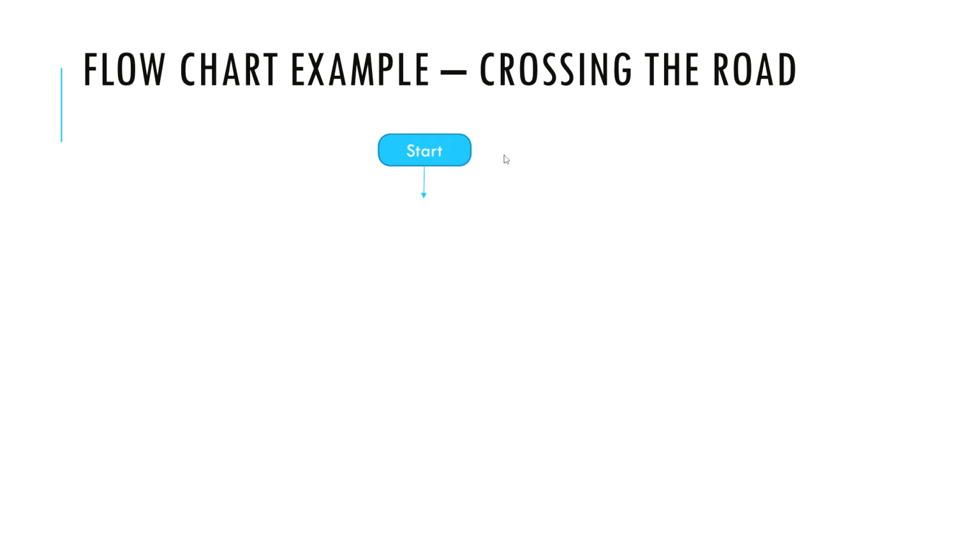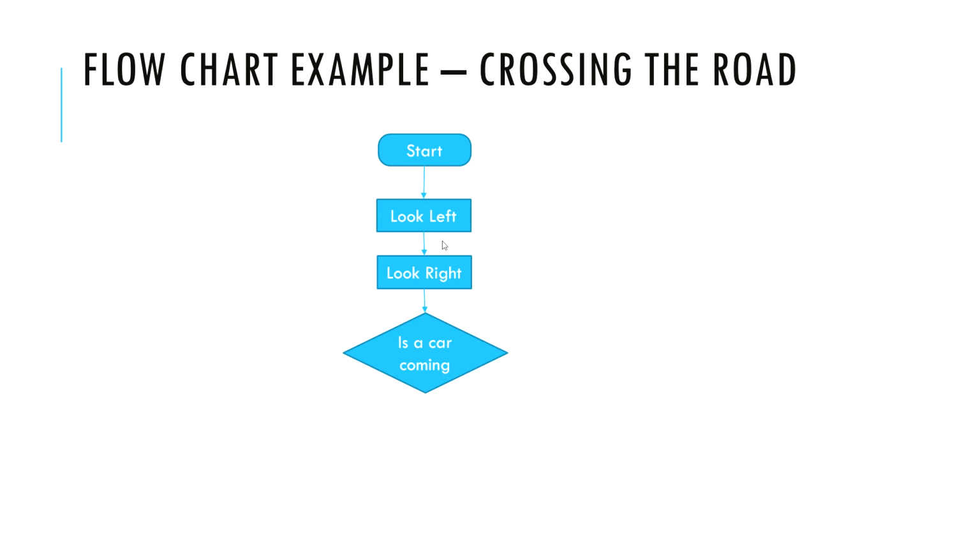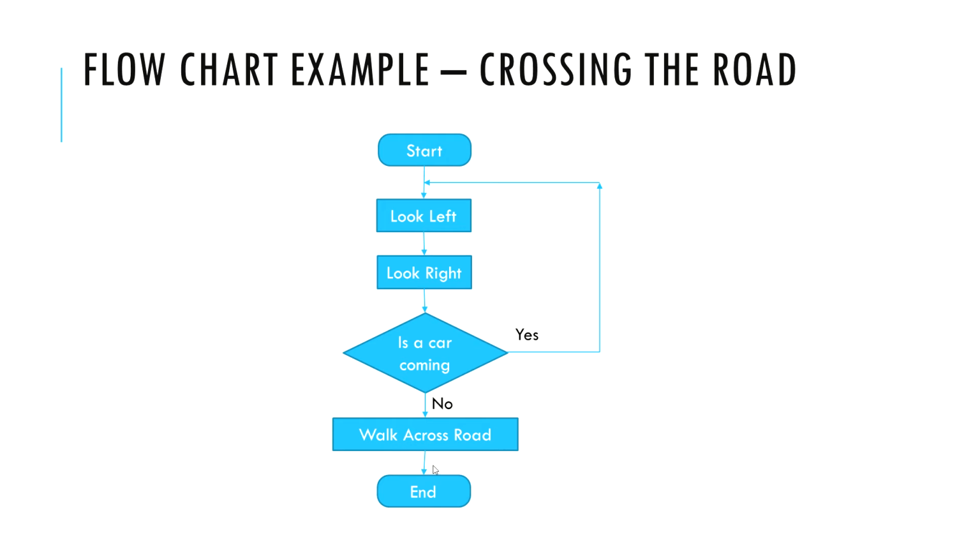We've got our start of our sequence. There's one of our flow lines there, the arrow showing what way we're going. We're going to look left, we're going to look right, and then we're going to make a decision. Is a car coming? If there is a car coming, we're going to go right the way back round to here, look left, look right, and check if there's a car coming. If there's not a car coming, then we can walk across the road. And then we finish off our sequence with our wee terminator down there with the end written on it.